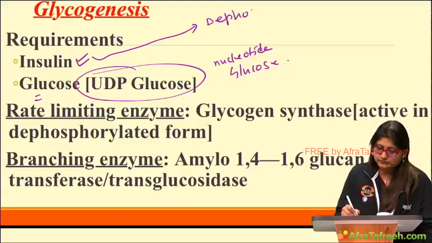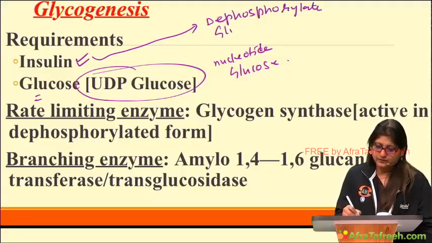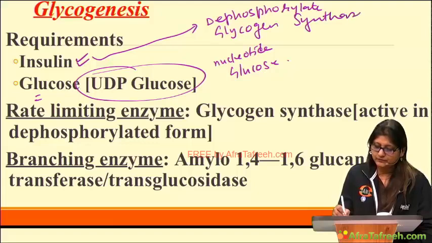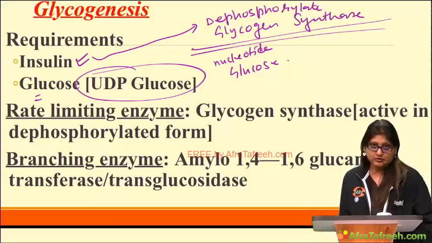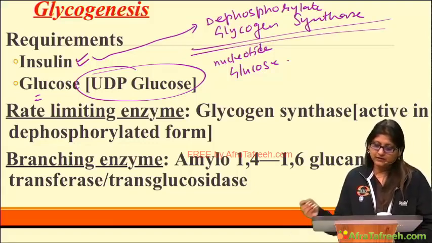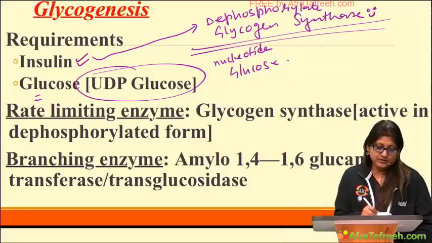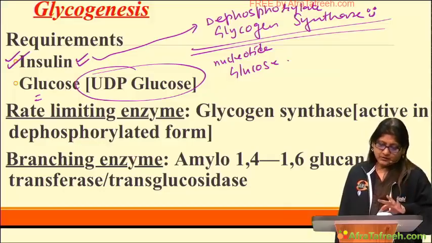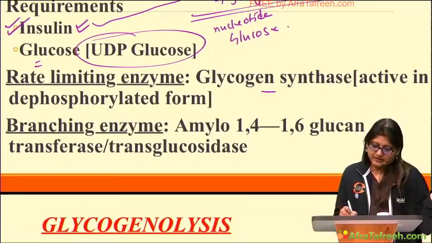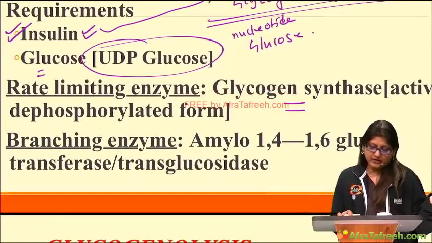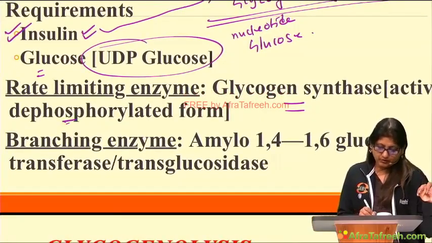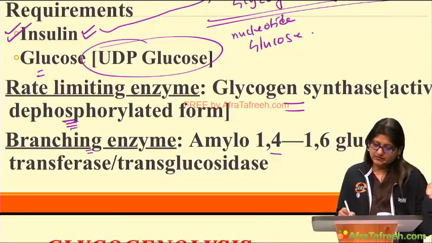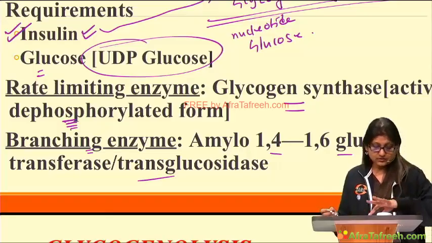Insulin is going to dephosphorylate glycogen synthase, which is the rate limiting enzyme. And this dephosphorylation of glycogen synthase is going to activate it. It will smile, it will act. So in the presence of insulin, it is going to act. The rate limiting enzyme, I told you, is glycogen synthase, and it is active in the dephosphorylated form, right? And the branching enzyme is 1,4-1,6 glucan transferase or transglucosidase.